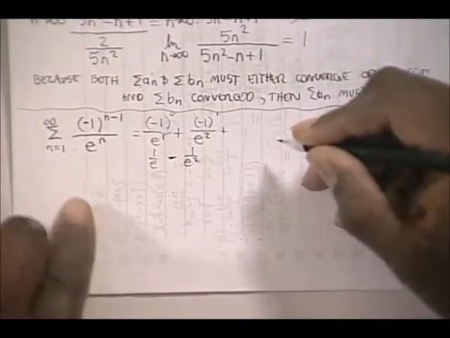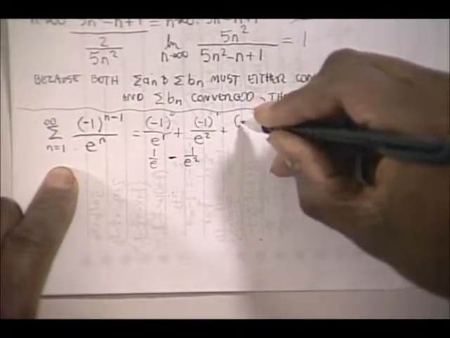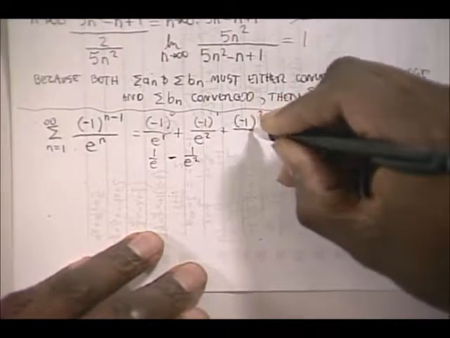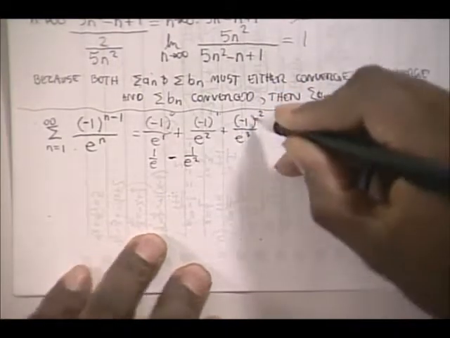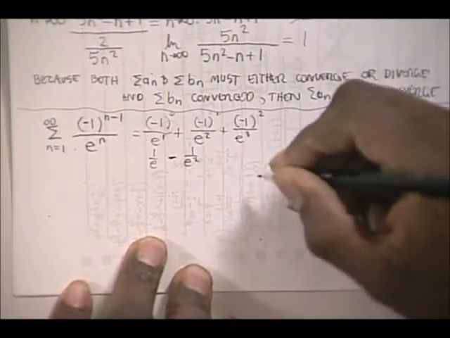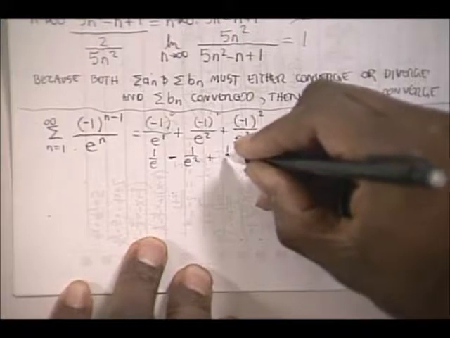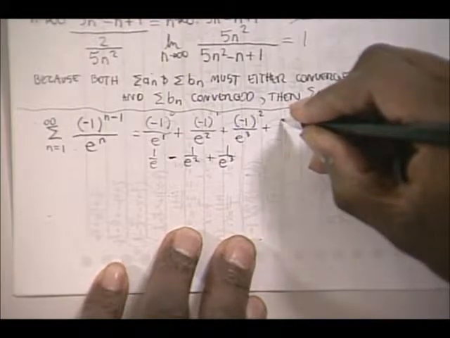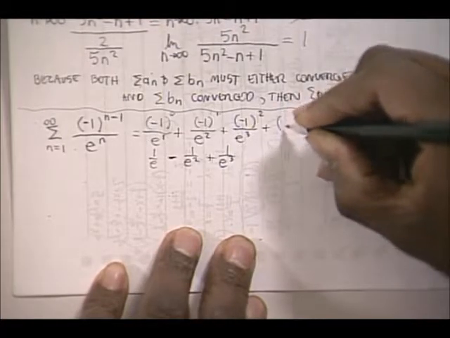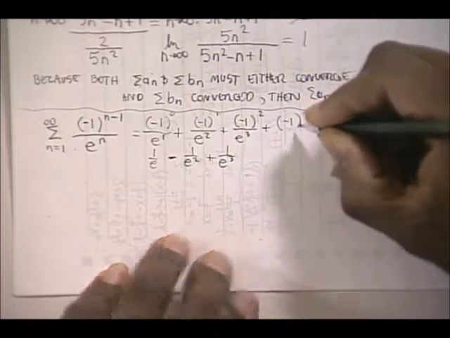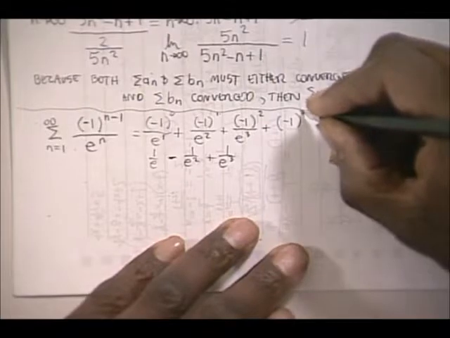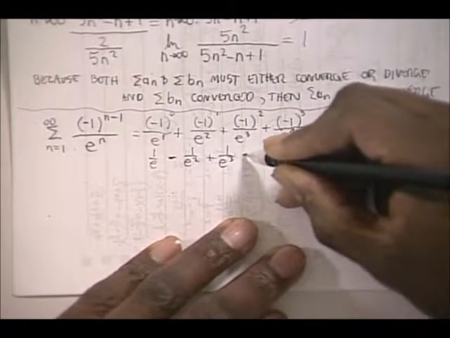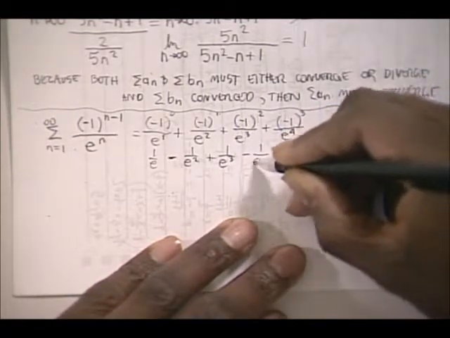And then if you put in, let's say, n is 3, you've got negative 1 to the 3 minus 1, which is negative 1 to the second, a positive 1, over e to the third, so this would be plus 1 over e to the third. Let's just do one more term. Let's say n is 4. So you have negative 1 to the 4 minus 1 power, that would be 3, over e to the 4, and negative 1 to the third is a negative 1 over e to the 4.